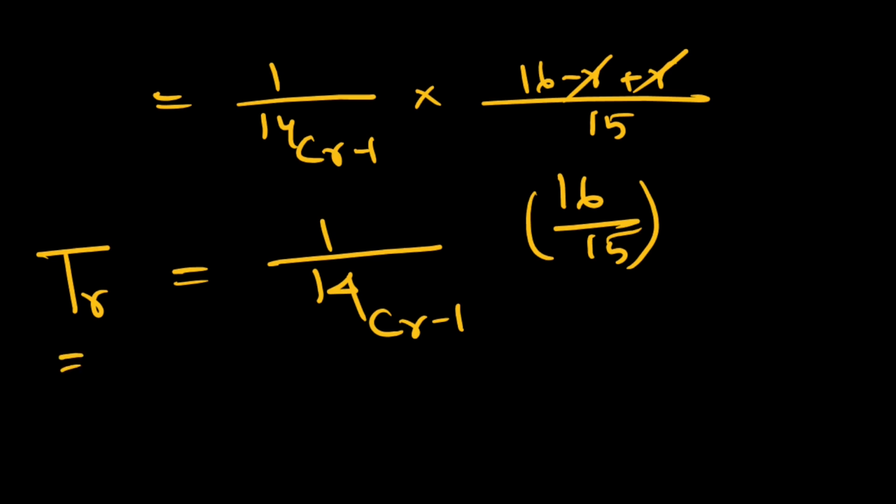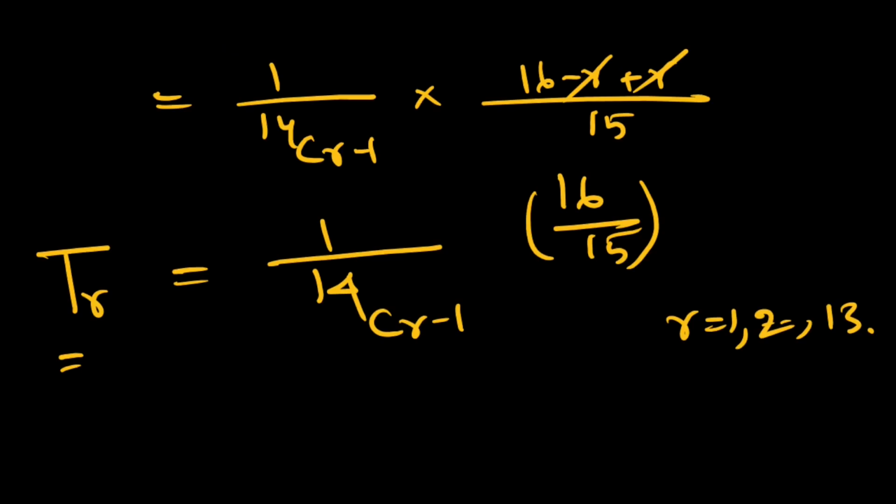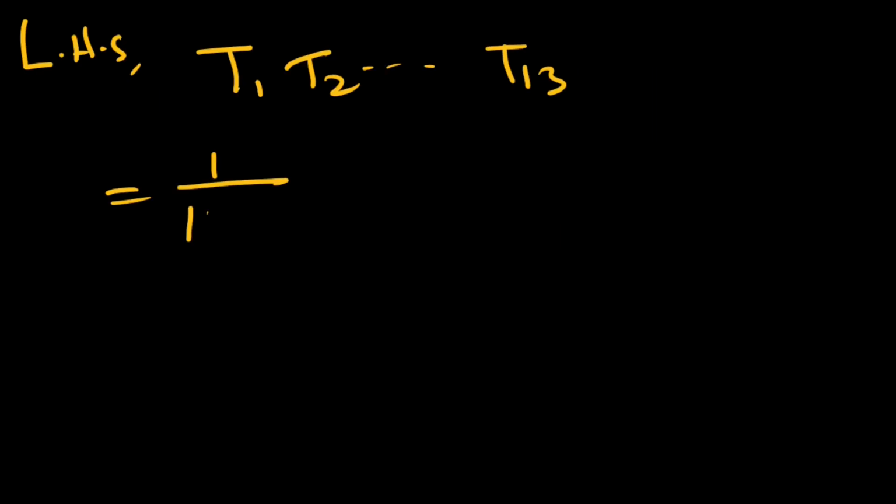This is valid for R equal to 1 up to 13. Therefore, we put this value of TR in the left hand side. The left hand side is T1, T2, up to T13. So we put R equal to 1 one by one. When R is 1, that is 1 over 14C0 times 16 by 15.